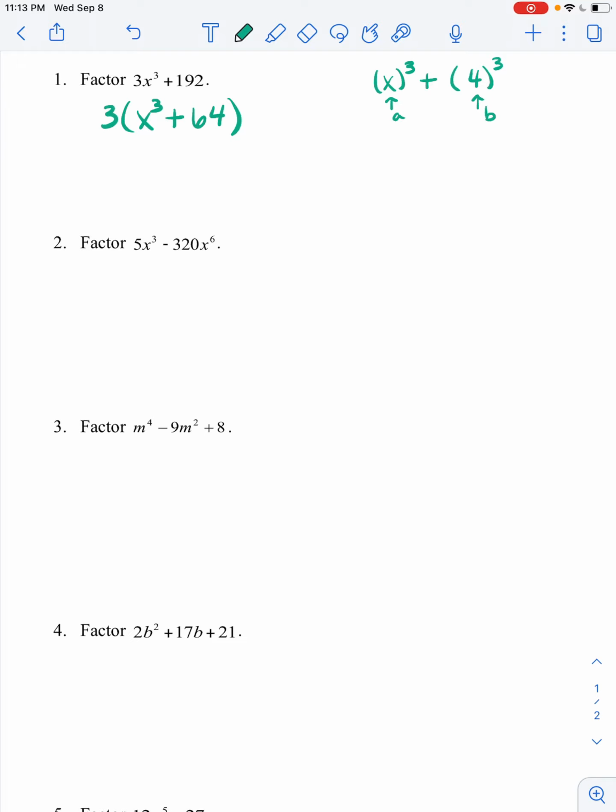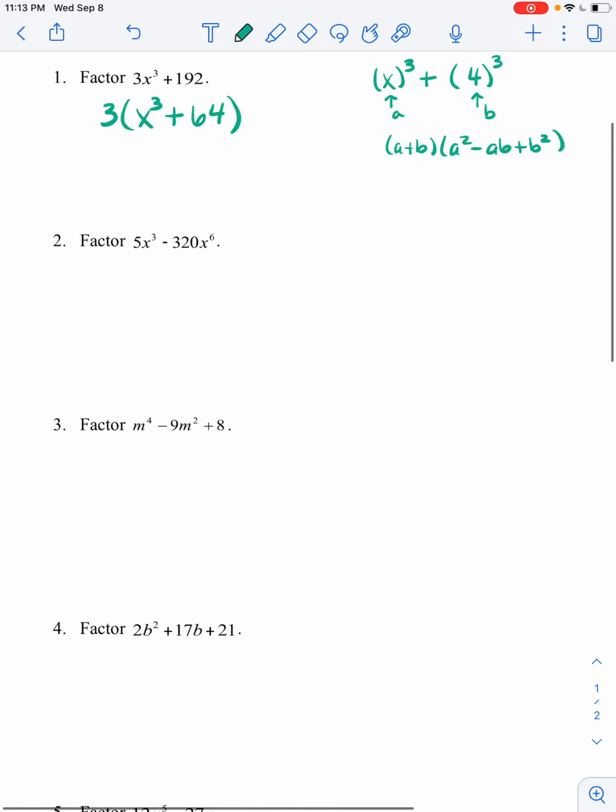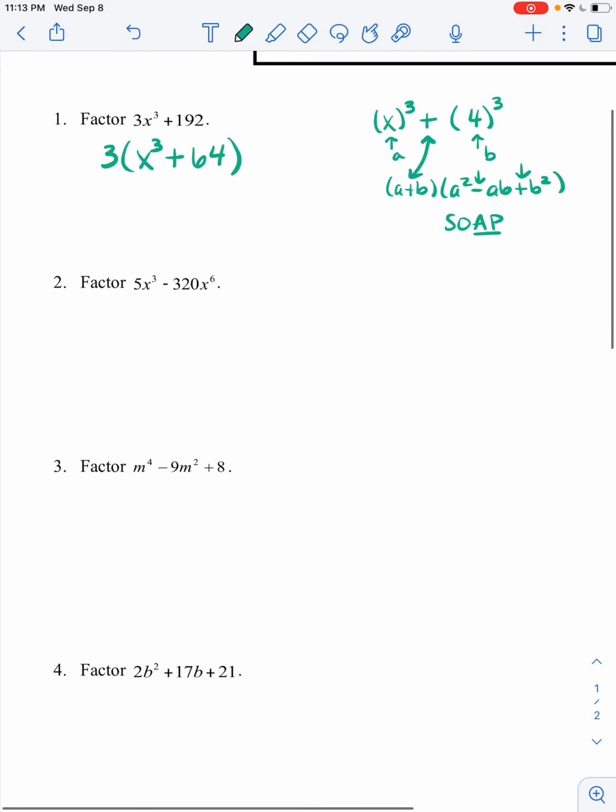So when we break down any kind of sum of cubes, it factors into a plus b times a squared minus ab plus b squared. And how you remember those signs is our SOAP. S stands for same. These should be the same, both plus. O stands for opposite. And then AP stands for always positive for that last term.